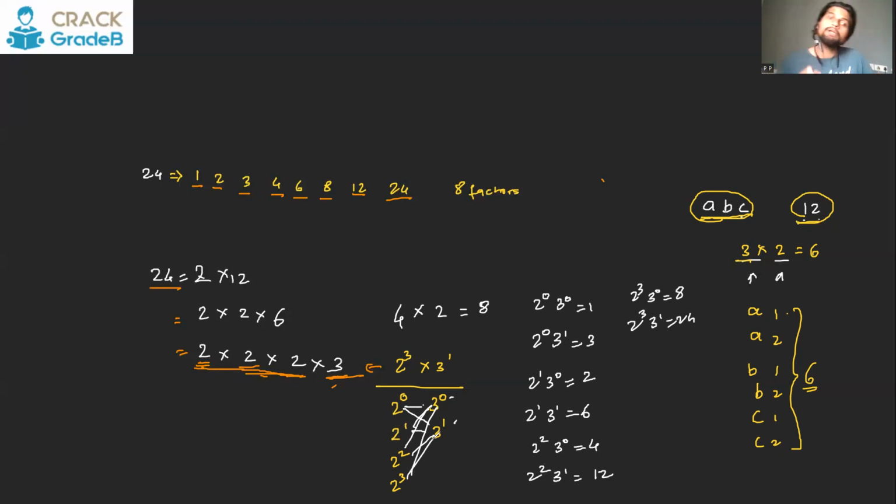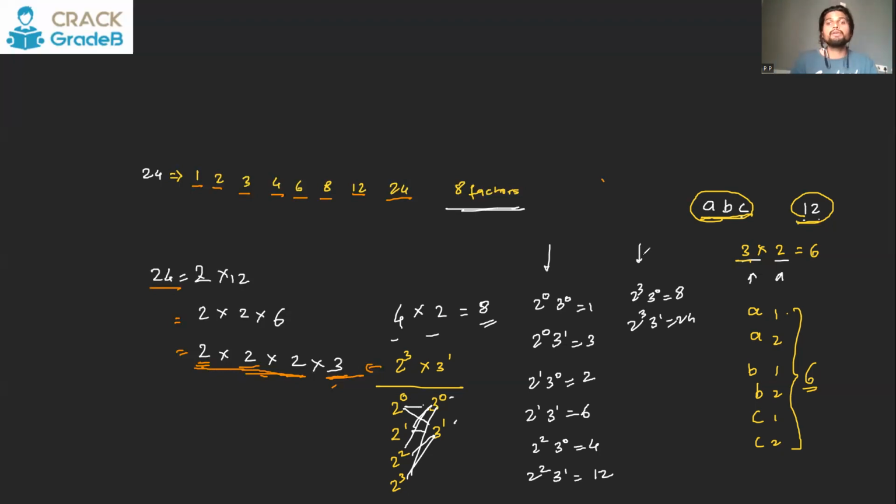So how many choices do we have for 2's power? 4. And for 3's power, we have 2 choices. So total 4 against 2, we can have 8 total combinations, and hence there are 8 factors. So this is how the factors are made. Factors are made with the help of combinations of the prime factors.